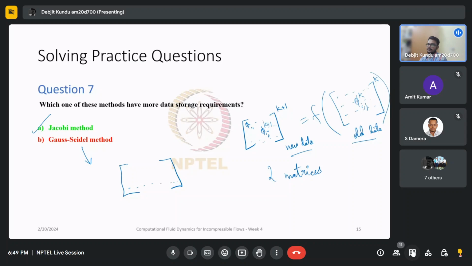But in the other case, in the Gauss-Seidel method, we only maintain one matrix. Let's say if you are going from the bottom, at this point, phi ij at k plus 1, we are trying to compute, and earlier than that, any other point earlier than that, let's say this one, I'll call this phi i minus n, comma j minus n. Let's say this is any earlier point. This is also at k plus 1.